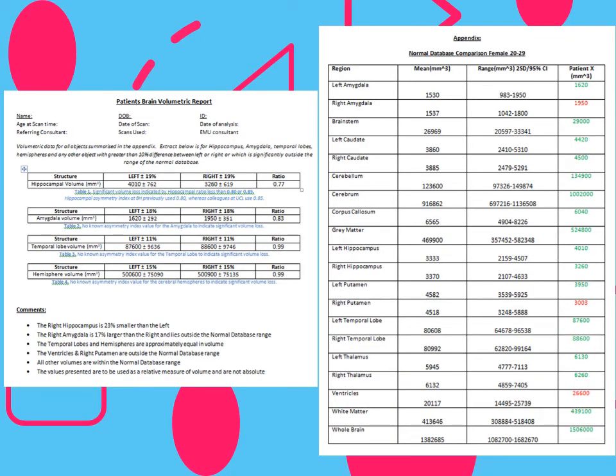An example volumetric report is shown here. Ratios are calculated for the relevant epileptic structures as previously discussed, and the database comparison indicates values in red as those being outside of the normal range. A comments section summarizes the data for clinicians.